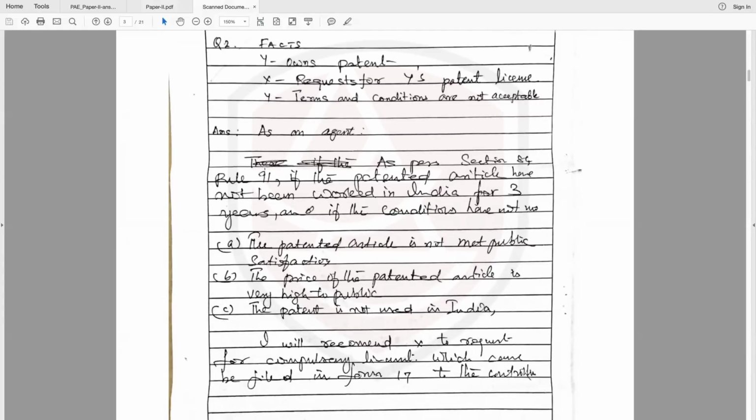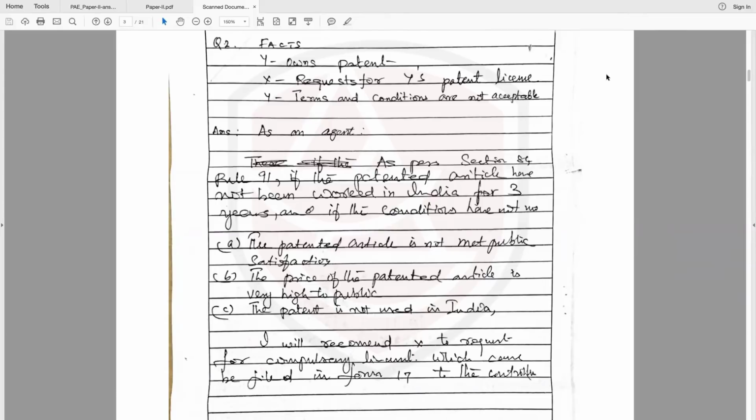Yes. Going from the positive side, the candidate clearly cites the facts related to the question, which is: Y owns the patent, X requests Y for the patent license, and what are the terms and conditions that are not acceptable. And as you can see, the candidate right away thought of the compulsory license. So this is a slightly tricky question.